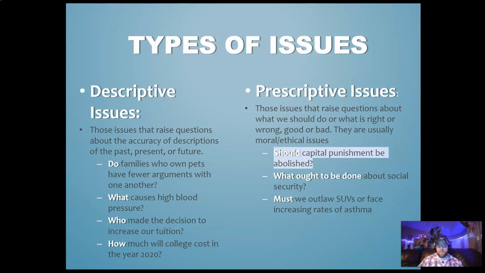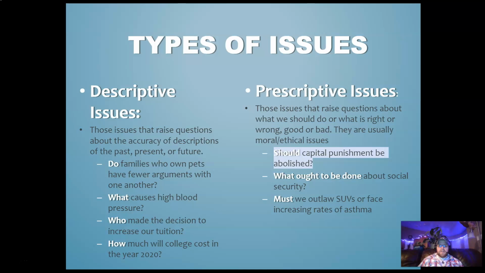Sorry, my computer's being a little slow here. Types of issues that you might encounter. We have what are called descriptive issues, which are more or less raising questions about the definition of something, or this could be something of how we understand the past, present, or future. And then prescriptive issues are going to be things that tell us what to do or to think.